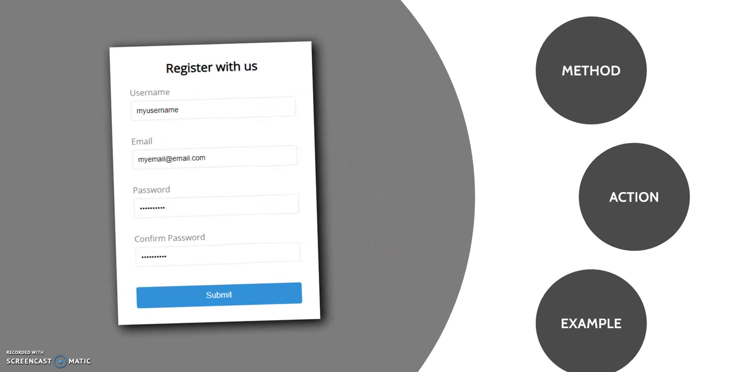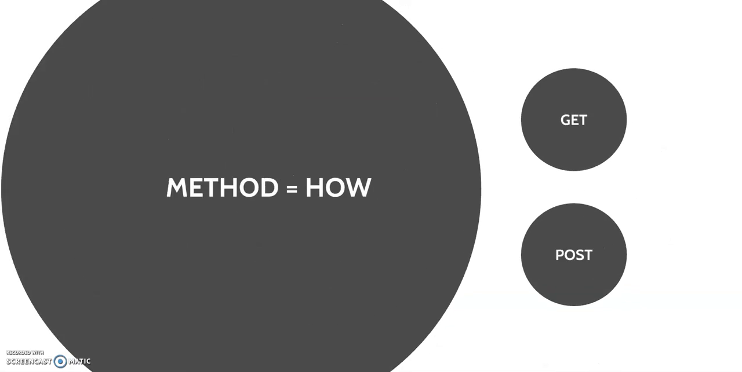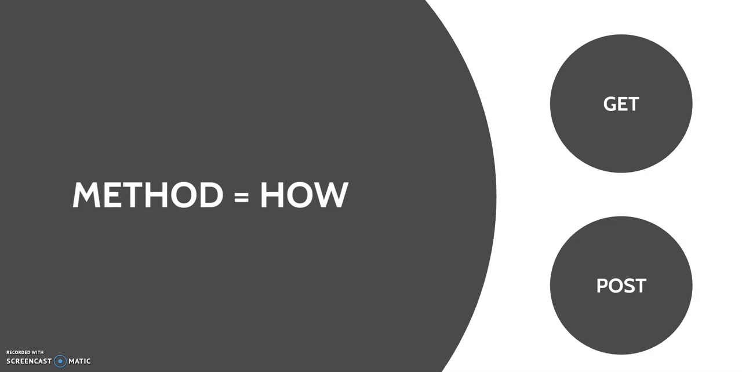Once we have validated the data, we are ready to submit our form. These two attributes work together to submit the information in the form. The method attribute identifies how to send the data in the form. There are two ways to send the data: get and post.